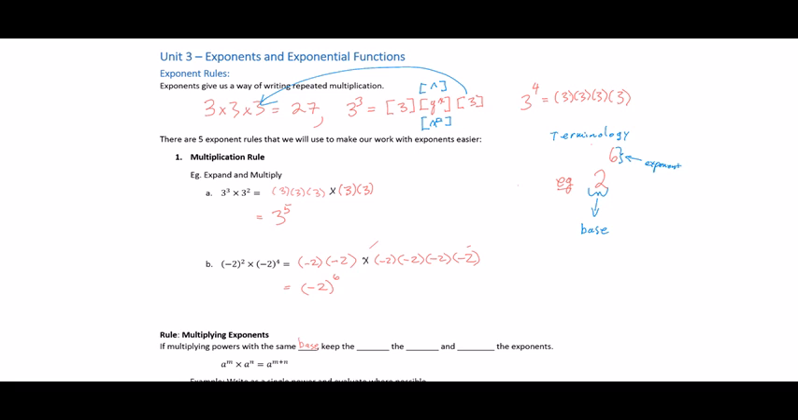Now, if we multiply powers with the same base, that means we're going to keep the base the same, whether it be just a straight number or a bracketed number raised to a power. Keep the base the same. So we keep the base the same, and then we add the exponents. That's all you really need to know about multiplying exponents. So now we'll just do some practice.